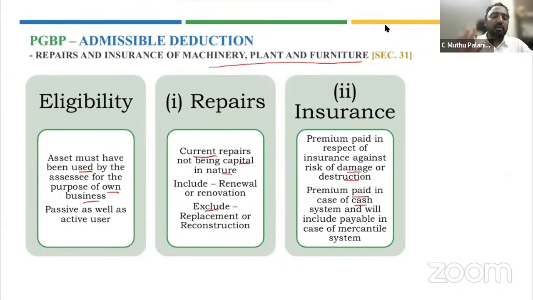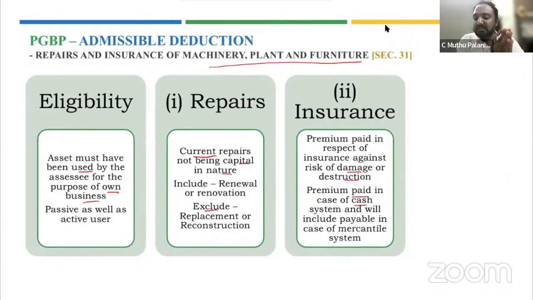So what are we talking about? Expenditure on assets. What are the conditions? It must be used for your own business. And what about the repairs? Current repairs can be claimed, something like renewal or renovation, but not replacement or reconstruction. That is what you're calling repairs, and insurance is also covered with respect to whatever premium is being paid. These are the next section.